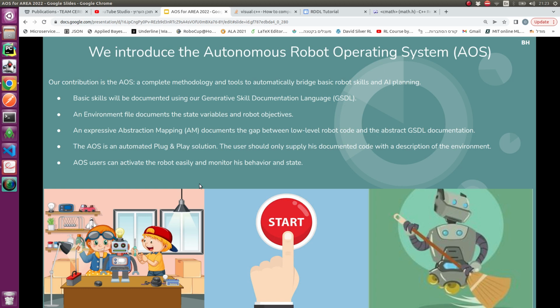So every skill is documented using a GSDL and an AM file, and we have one environment file for the objectives. The AOS is a plug-and-play solution, which means that users only need to document their code, and once they are using the system, everything is integrated automatically. The planner is running the skills and activating them, so the user doesn't need to write any code inside the AOS, nothing except documenting skills and objectives.